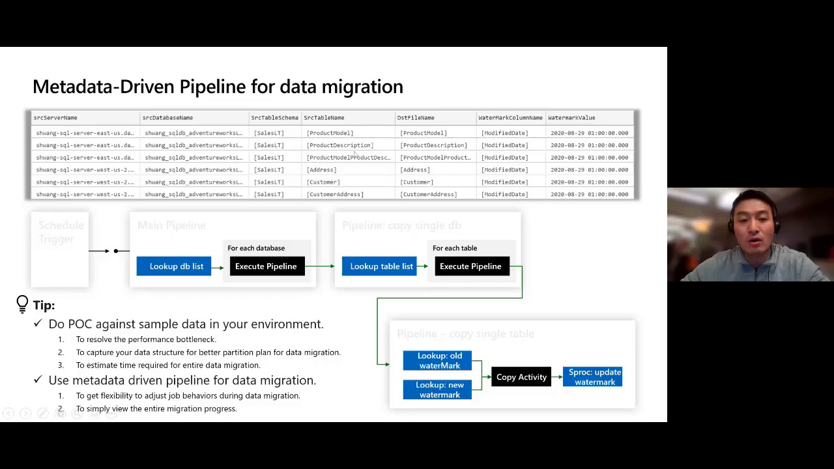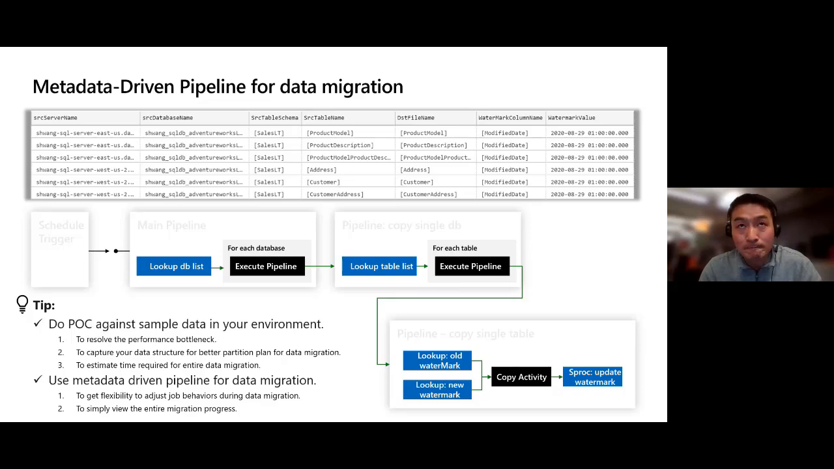So this is the concept of the metadata-driven pipeline. Let's go back to the data migration scenario and see how we map the metadata-driven pipeline pattern into it. When we move a huge amount of data from your existing data lake or data warehouse to Azure, we strongly suggest you do a POC against some sample data in your environment, before you really create a pipeline and directly migrate data in production.